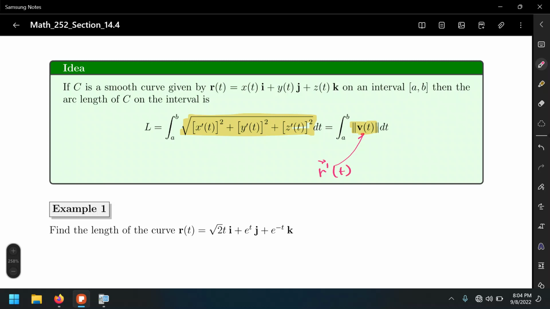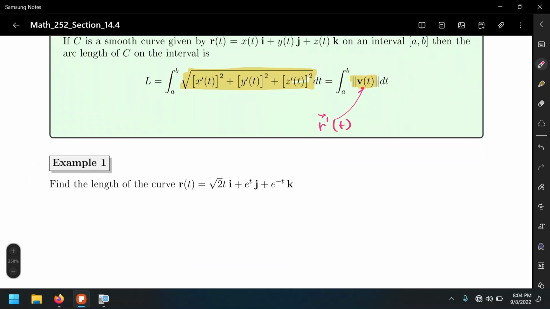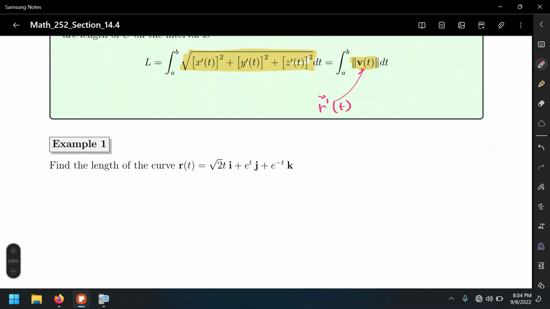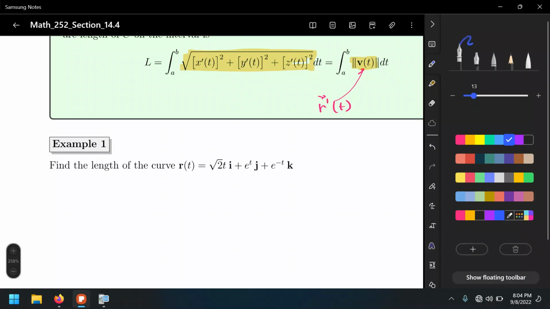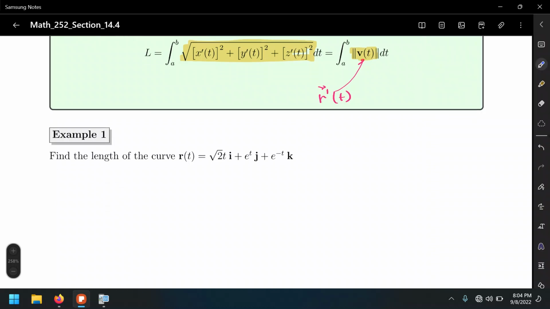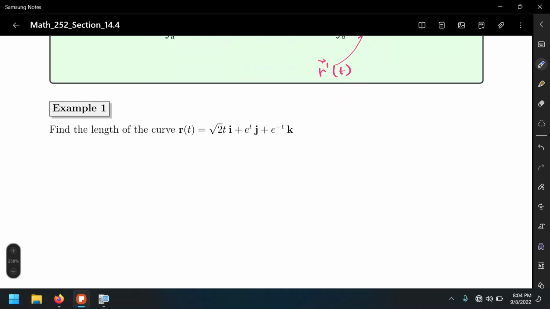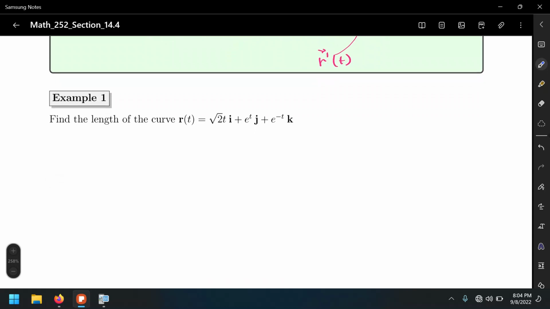Okay, so let's look at one example. Find the length of the curve r of t equals square root of 2 times t in the direction of i, e to the t in the direction of j, and e to the negative t in the direction of k. Be careful, this t is outside of the radical, it's not inside.